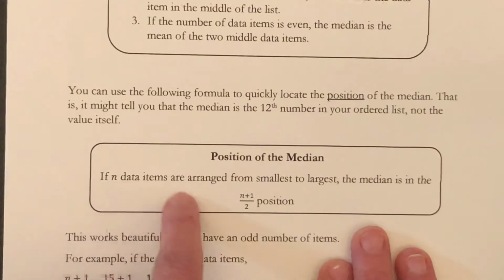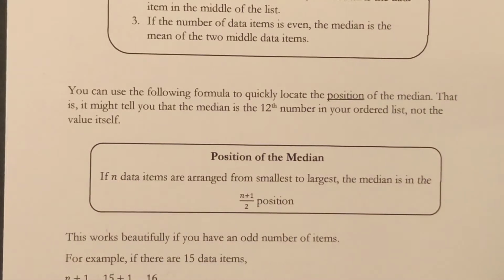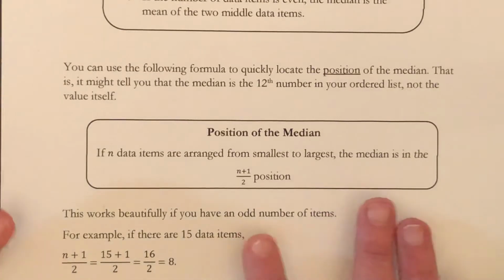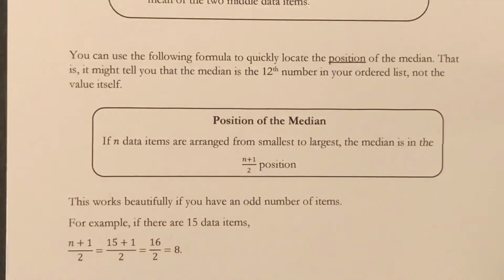And the way we do that, if n data items are arranged from the smallest to largest, the median is in the (n + 1)/2 position. This works beautifully if we have an odd number of values, because like I said, there is one number in the middle. If there are 15 data items, then I plug in 15 plus 1 to get 16 over 2, which is 8. So that tells me that once I have all these things listed in order, the 8th thing that's listed is the median.